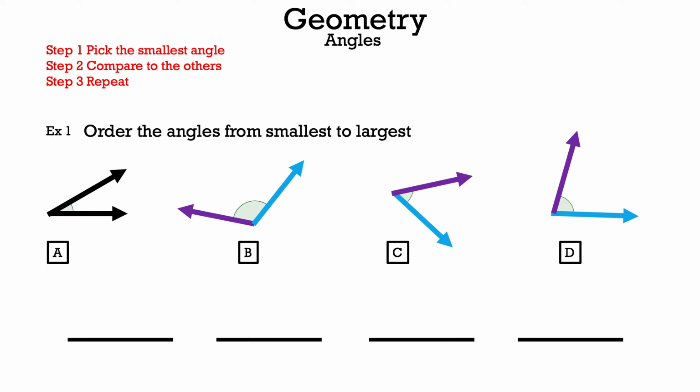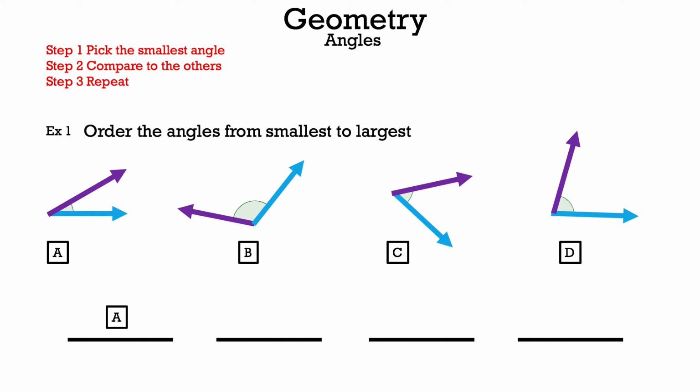So now we're going to compare A to B. And A is smaller than B, so we're good. Now it's smaller than C because you can see the 2 arms are squished more closely together. And then let's take a look at D. As you can see, A is definitely the smallest as we compared it to all of them. So we're going to write A as the first one. Now we're done with A.